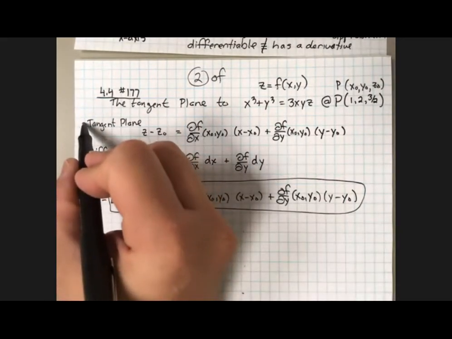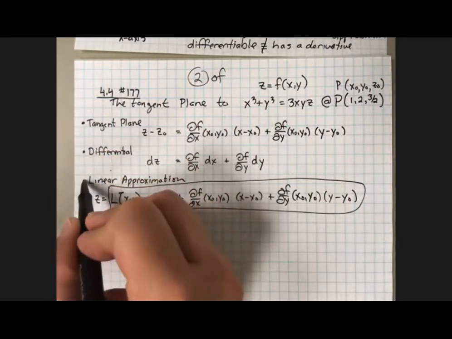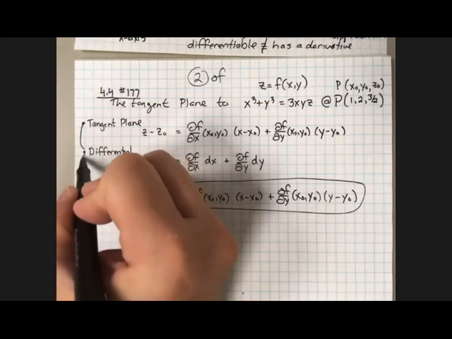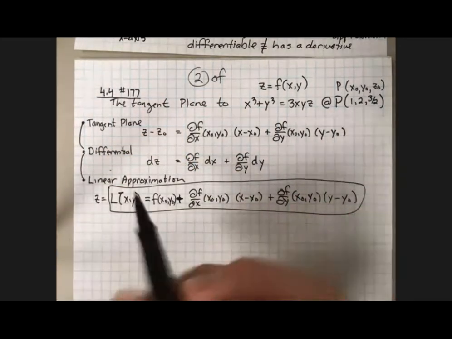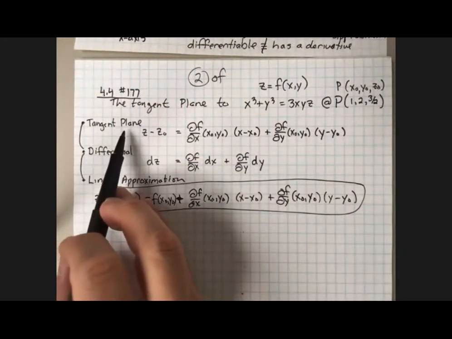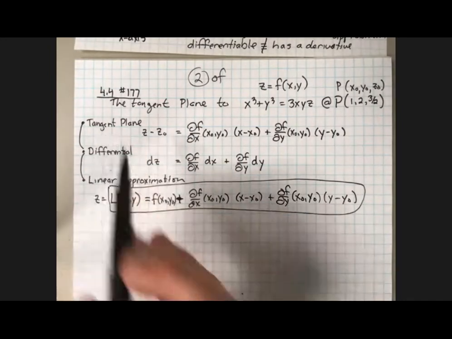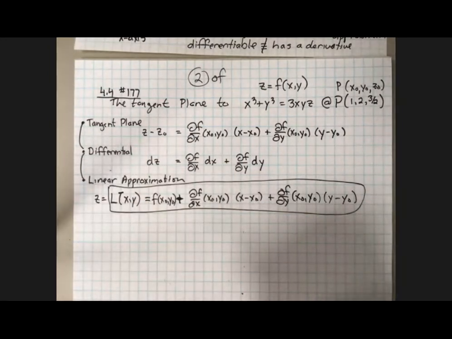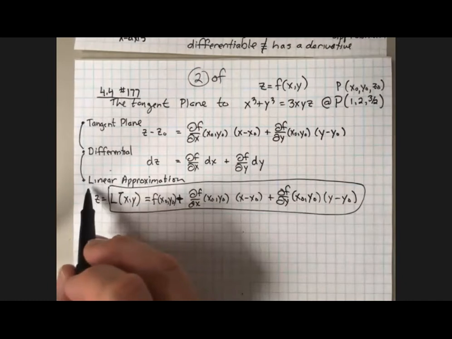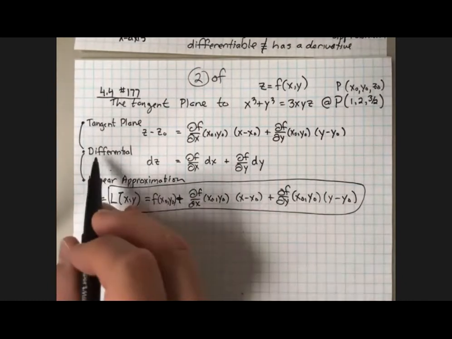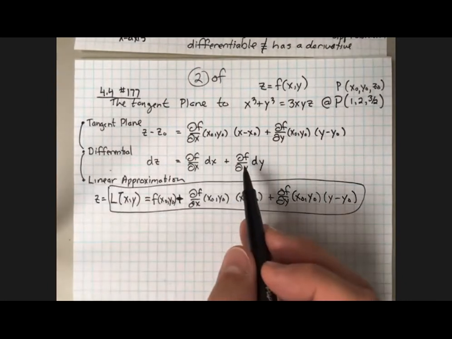So I don't want you ever to be spooked about these three words. They are the same thing. Now, when I go to more dimensions, I can't call it a tangent plane anymore. I got to call it a tangent space, a tangent object. Well, we'll worry about that when it comes. But I can always use the word linear approximation, and I can always use the word differential.